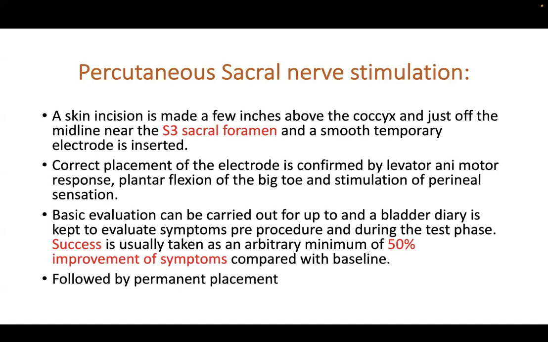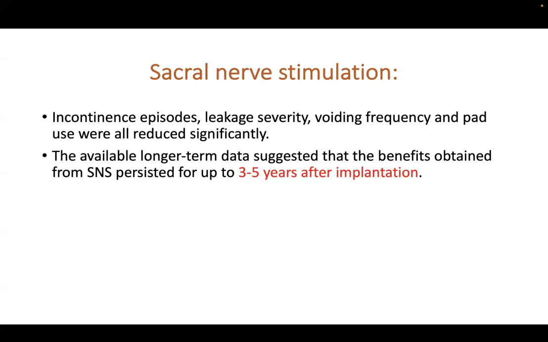Basic evaluation can be carried out, and a bladder diary is kept to evaluate symptoms pre-procedure and during the test phase. Success is usually taken as an arbitrary minimum of 50% improvement of symptoms. So if there is 50% improvement of symptoms, it is successful. In that case, we will follow up and do permanent placement. And it will work for 3 to 5 years after implantation.